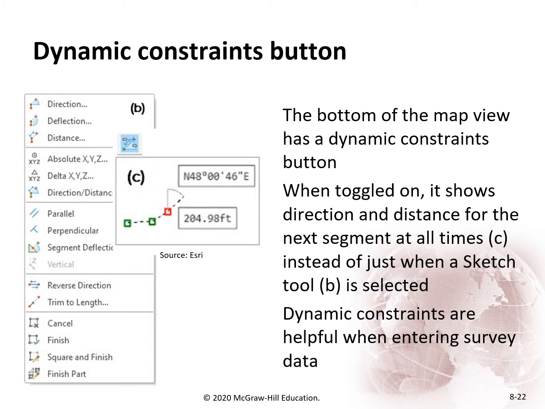Dynamic constraints. The bottom of the map view has a dynamic constraints button. When toggled on, it shows the direction and distance for the next segment at all times instead of just when a sketch tool is selected. Dynamic constraints are helpful when entering survey data.